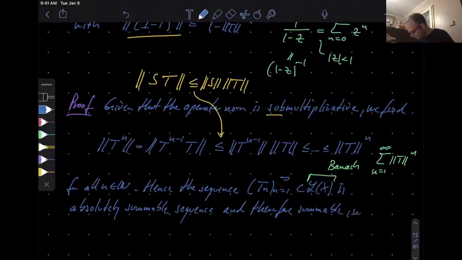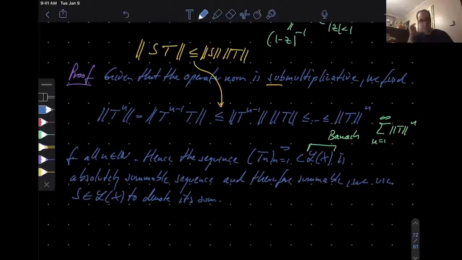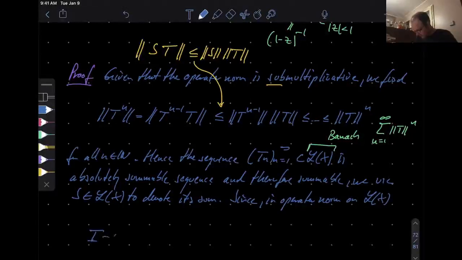We use S to denote its sum for now. Okay, good. So this is where we use the notion of absolutely summable and summable sequences. Since in operator norm on L(X), now we have to compute that S really is the inverse of 1 minus T, right?